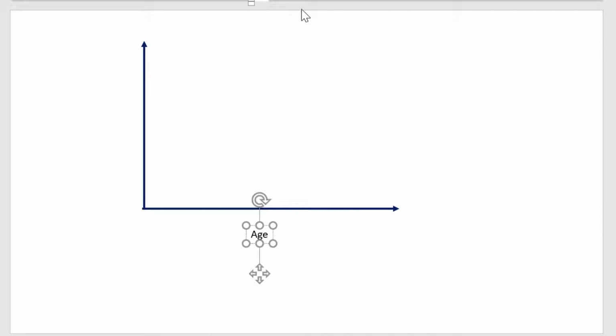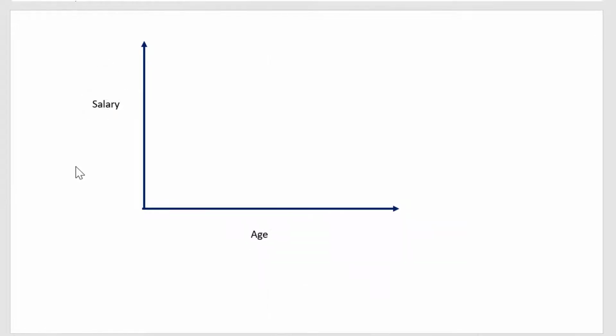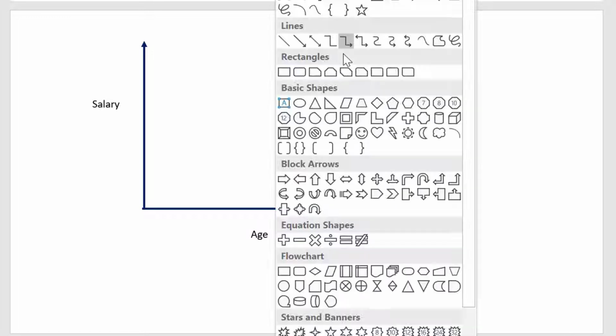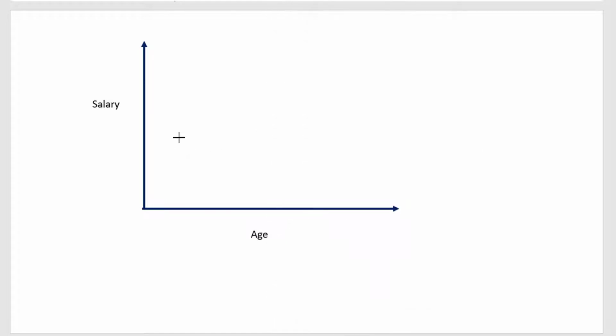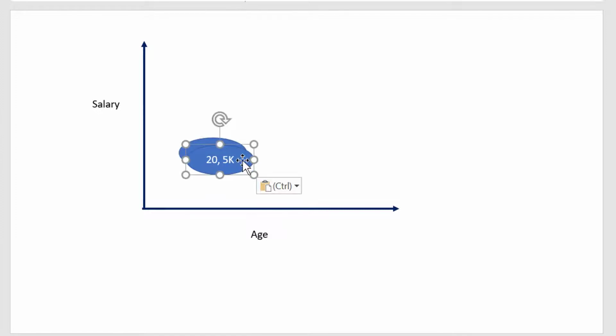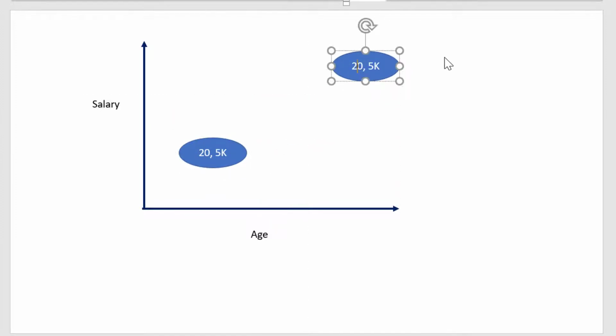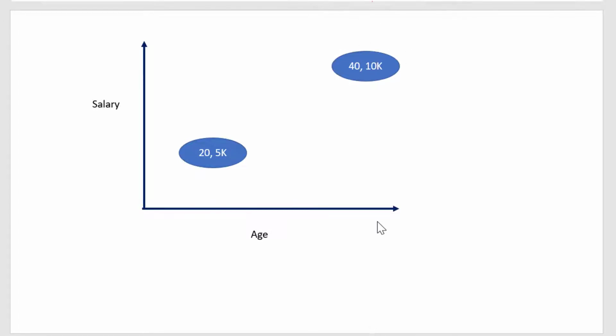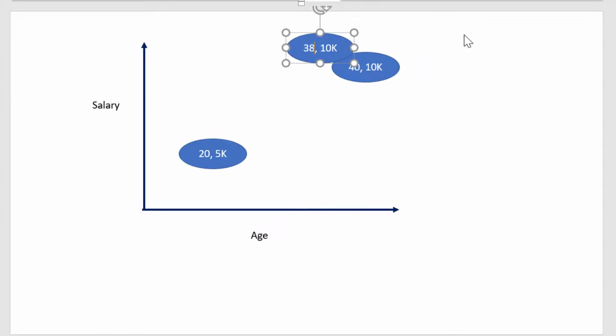As a human being, I can visualize only 3 dimensions. For the best understanding purpose, let us consider 2-dimensional data. Let's assume this is going to be the age and this is going to be the salary. So I have a 2-dimensional space where any data needs 2 dimensions to represent. Let's say I have a data point where age is 20 and salary is 5k. Now another data point, let's say age is 40 and salary is 10k. And let's assume another data point where age is 38 and salary is 12k.